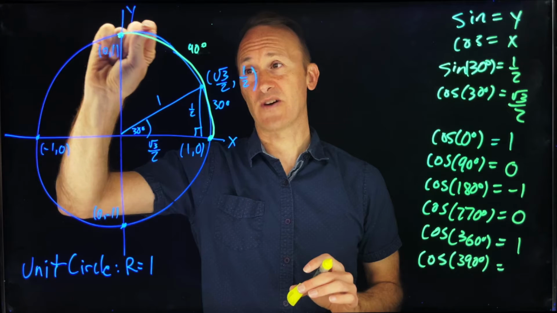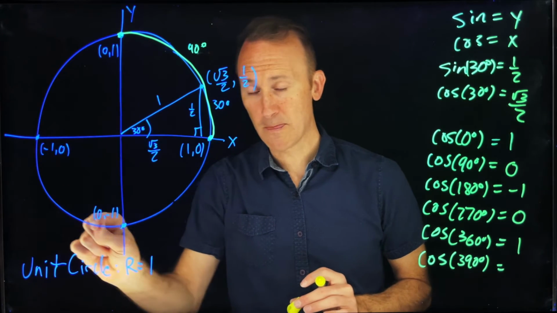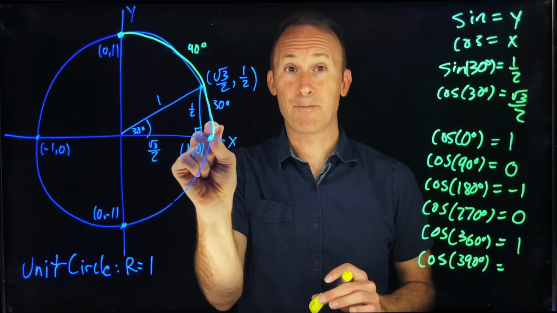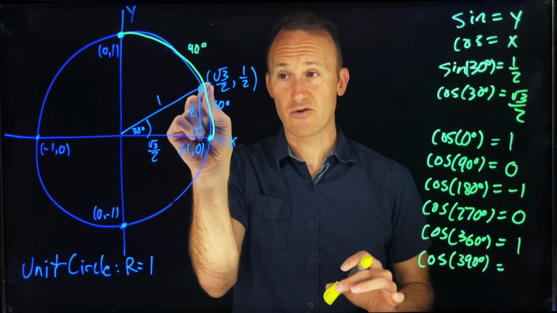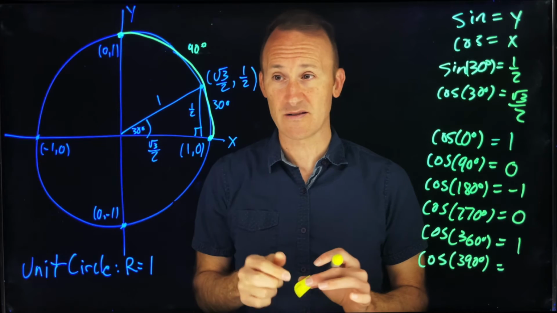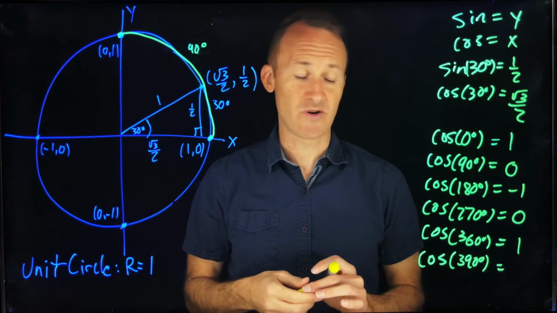I'm getting all these different x values for each angle. I go all the way around. I come back to where I started, but I keep going 30 degrees more. Okay? That'll get me to 390 degrees. So I'm back here at this point. I know what the x value is at that point. It's root 3 over 2.